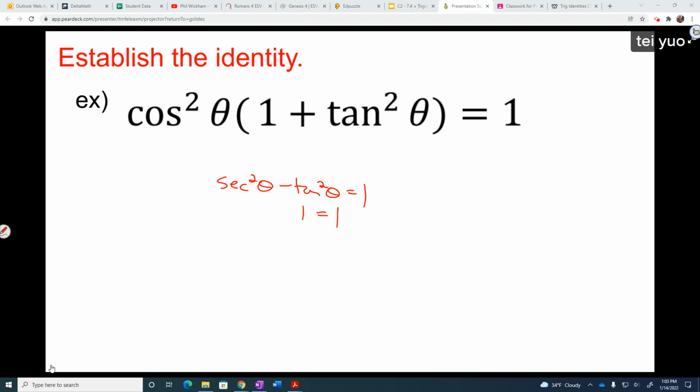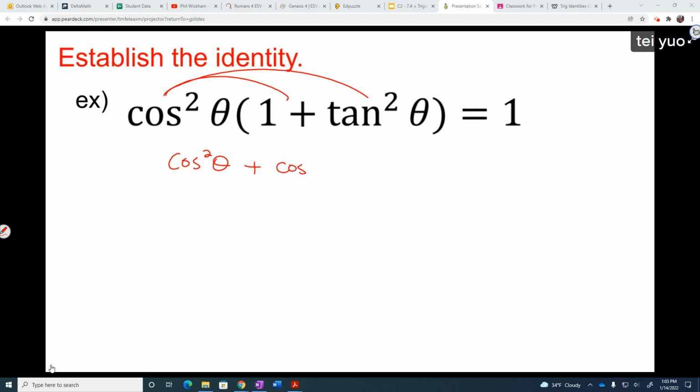All right, what do we want to do here? We'll distribute first. Distribute. Yeah, for that. So cosine squared times 1 will be cosine squared, plus cosine squared times tan squared will just be cosine squared tan squared, equals 1.